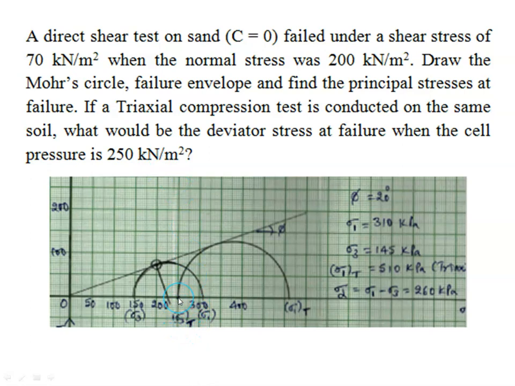Again by using the trial and error method, by adjusting the compass to touch the failure envelope as well as this minor principal stress, we have to draw the semicircle, which will give you the major principal stress. So by knowing the major principal stress, by deducting the cell pressure from the major principal stress, we can find the deviator stress.